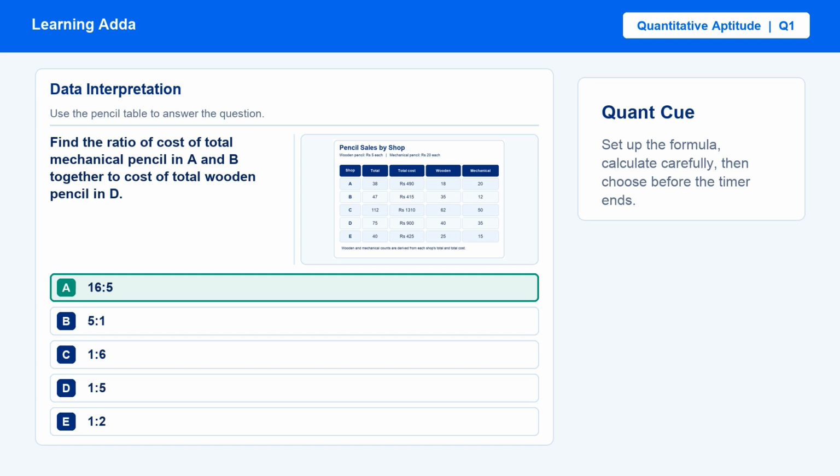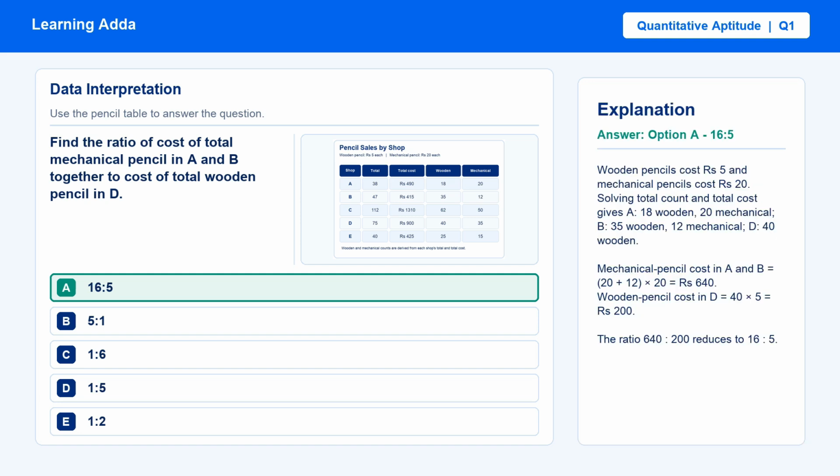The answer is option A 16:5. Wooden pencils cost ₹5 and mechanical pencils cost ₹20. Solving total count and total cost gives A has 18 wooden, 20 mechanical, B has 35 wooden, 12 mechanical, D has 40 wooden. Mechanical pencil cost in A and B is equal to (20 plus 12) multiplied by 20 is equal to ₹640. Wooden pencil cost in D is equal to 40 multiplied by 5 is equal to ₹200. The ratio 640 is to 200 reduces to 16:5.